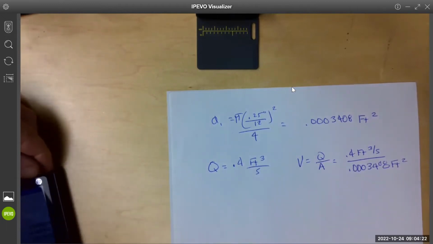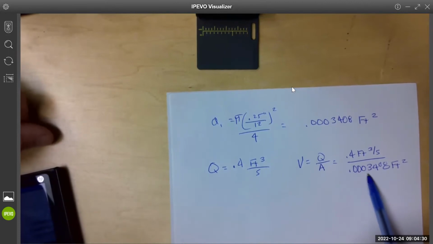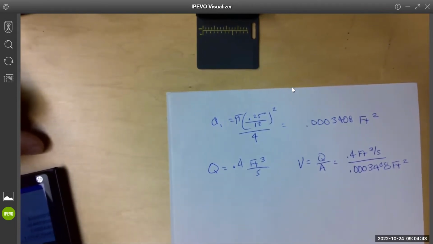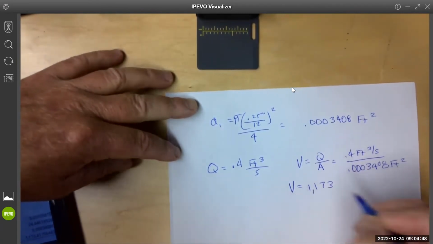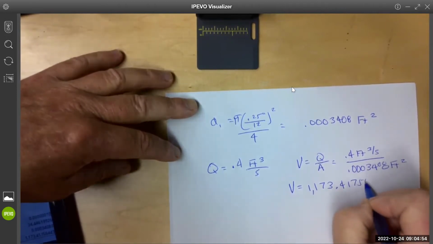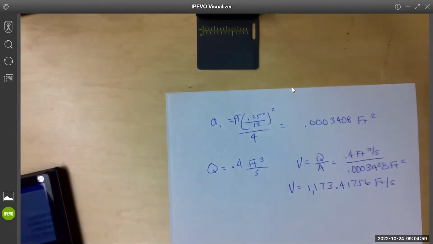Yeah, for sure. Over 1,000 what? Wait, for velocity? Yeah. 0.4 divided by that? Yeah, because that's the same as 4 divided by 0.003. Pretty close, yeah. 4 is over 1,000 times bigger. I got 1,173. Yep. I think we're on the same page now.